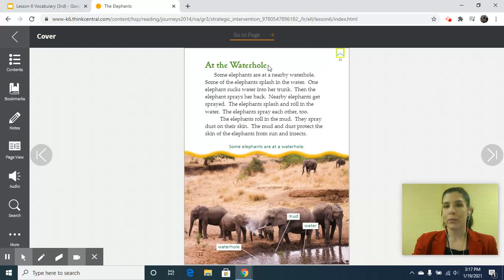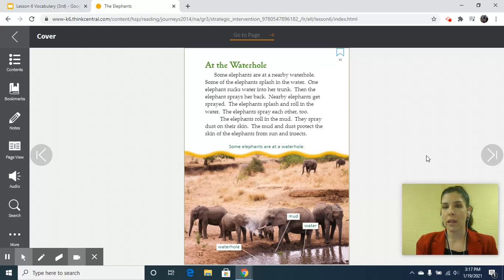At the water hole. So now we're going to listen and find out about the water hole and what they do there. So some elephants are at a nearby water hole. So nearby means it's close. Some of the elephants splash in the water. So the water's going everywhere, like you would if you were in the swimming pool or in an ocean or in your bathtub. One elephant sucks water into her trunk. Then the elephant sprays her back. So right here, this elephant sucks water and then sprays the back. Nearby elephants get sprayed, so water's coming out.